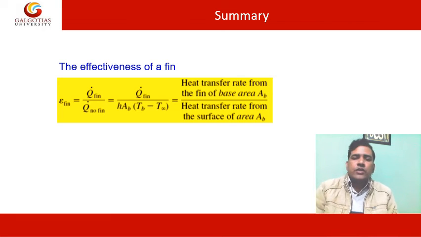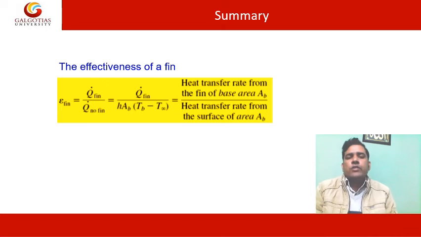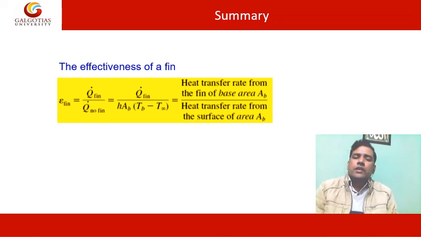So this is the summary. Today we learned about the effectiveness of a fin, and the effectiveness of a fin actually represents the ratio of the heat transfer rate from the fin to the heat transfer rate when there was no fin on that particular area.